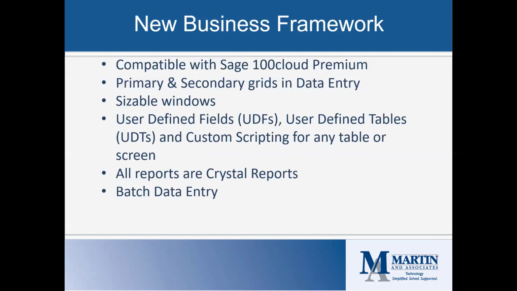There are what are called primary and secondary grids in the data entry system. If anybody uses modules like sales order and purchase order, sales order entry and invoice data entry are a grid entry interface, and you can move along the primary grid and you have the secondary grid down at the bottom. Work order / production management now has that. You have the ability to size your windows and make them bigger or smaller, and it will remember that. There is also the ability to do UDFs and UDTs, and the ability to create custom scripting for any table or screen in the system.